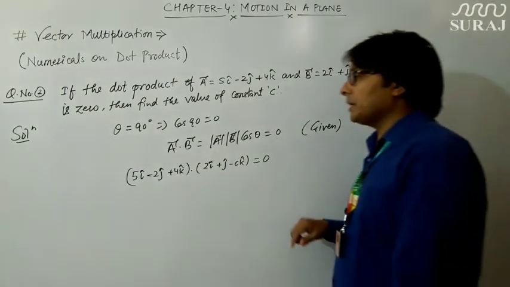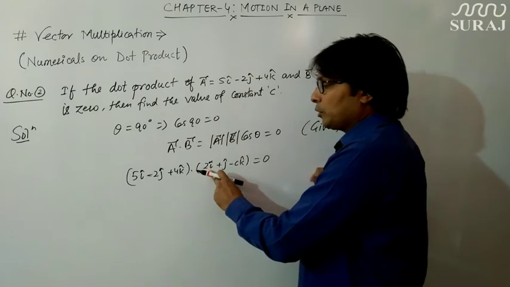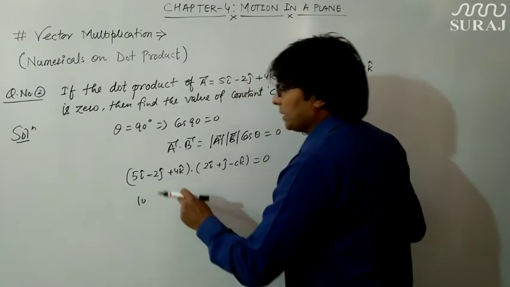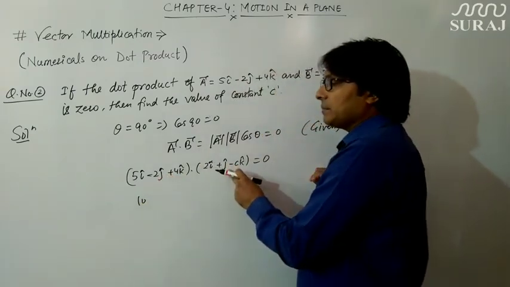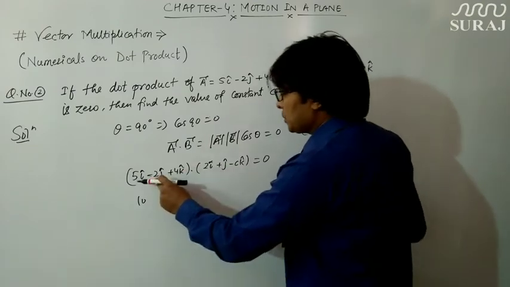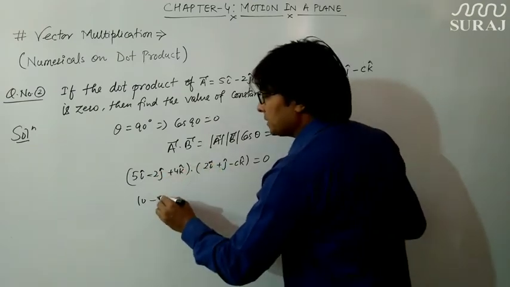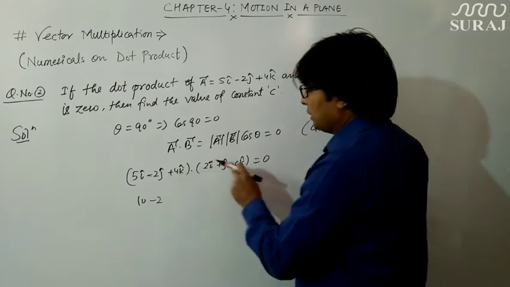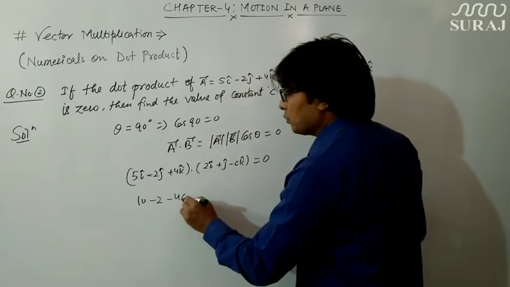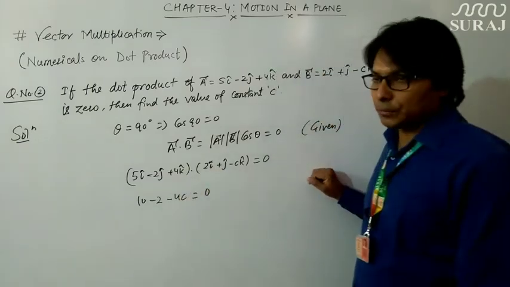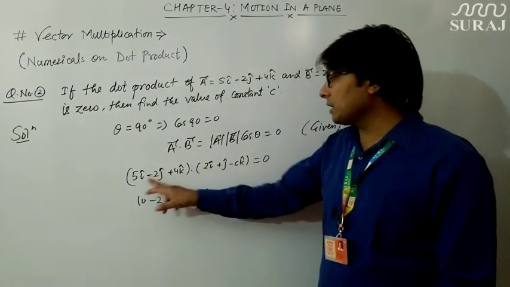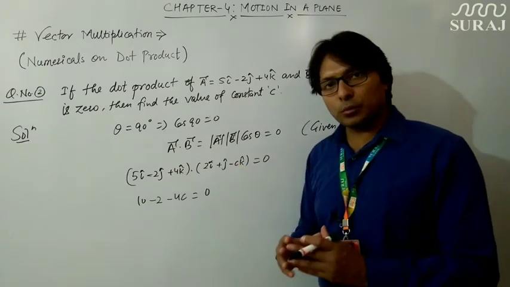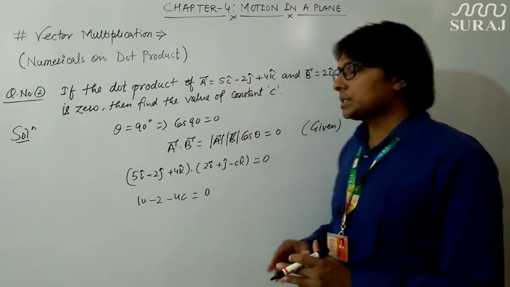Okay, let us try to simplify it. This i cap will be dot product with i cap and it will give 1. So 5 into 2 is 10. Okay, this j cap will multiply with j cap and it will give 1, and minus 2 into 1 it will give minus 2. Similarly, k cap multiplied with k cap will give 1, and 4 into minus c it will give minus 4c, and it would be equal to 0. No need to multiply i cap with j cap or i cap with k cap or j cap with i cap and j cap with k cap, because the dot product of dissimilar unit vectors is always 0.